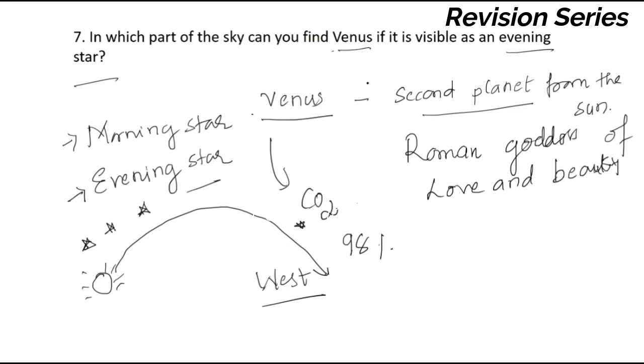So therefore in the evening it will be almost in the west. That is the answer. Okay. So when Venus is visible in the west direction, then it is called evening star. But in the early morning, if it is visible in the east direction, then it is called morning star. So this is the answer. Answer is in the direction of west.